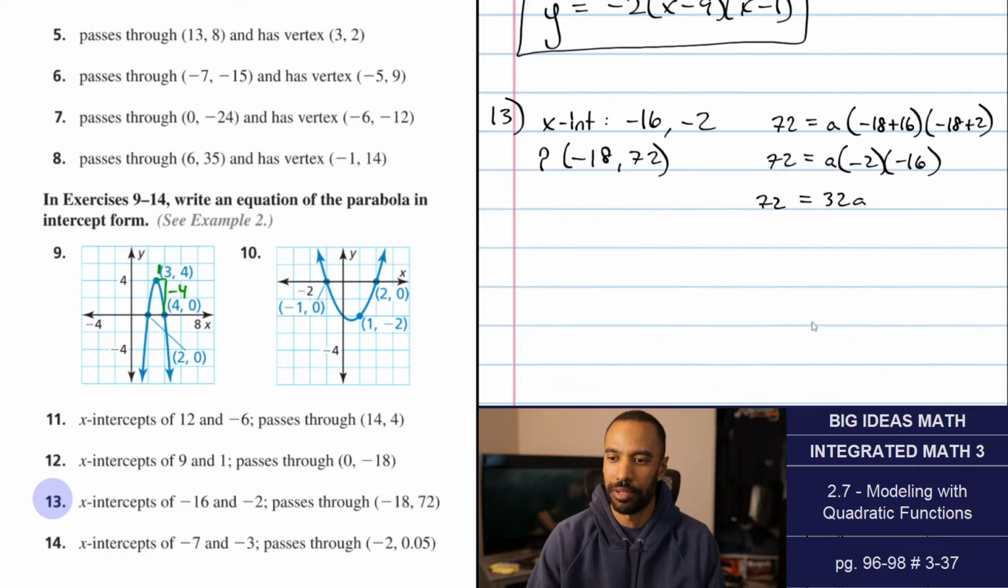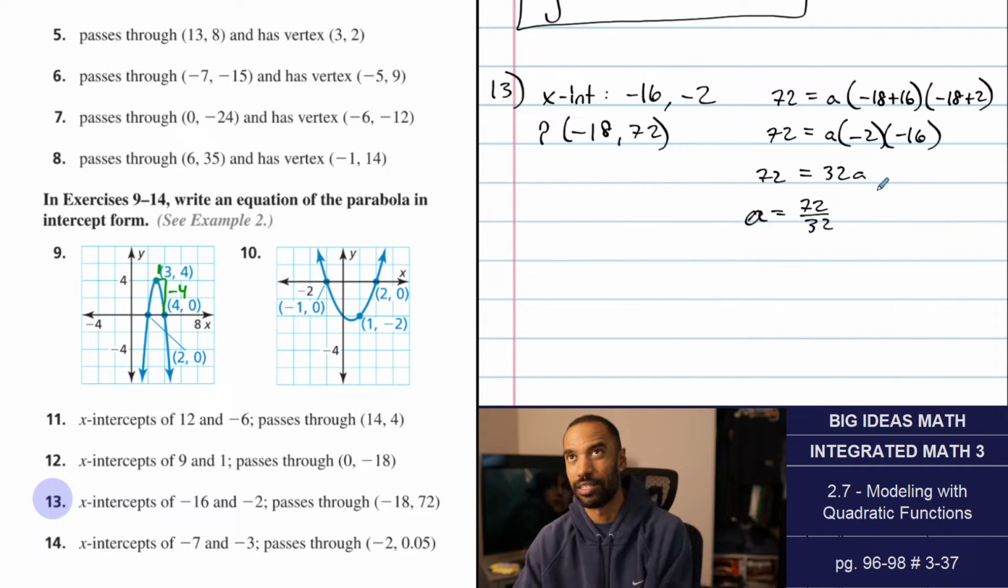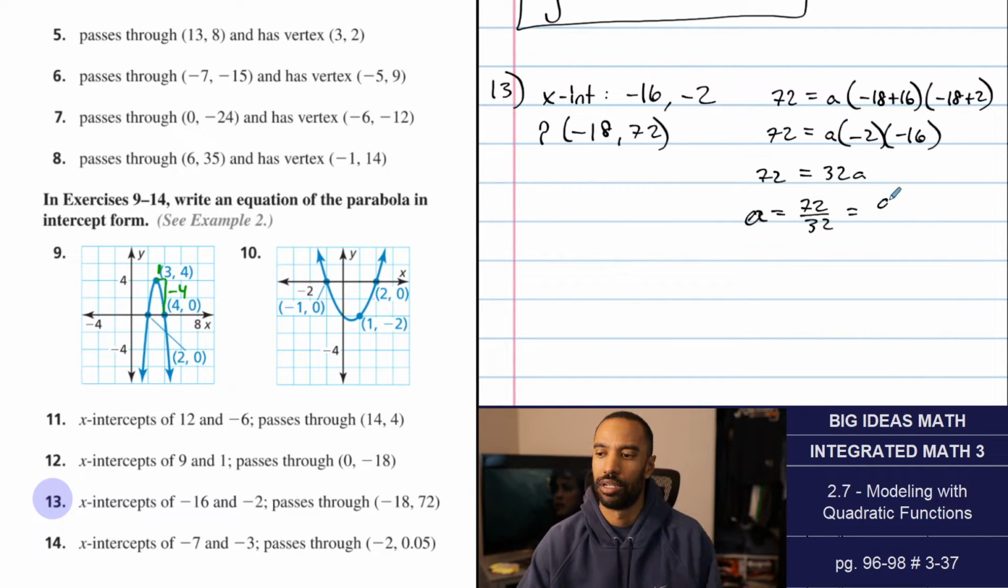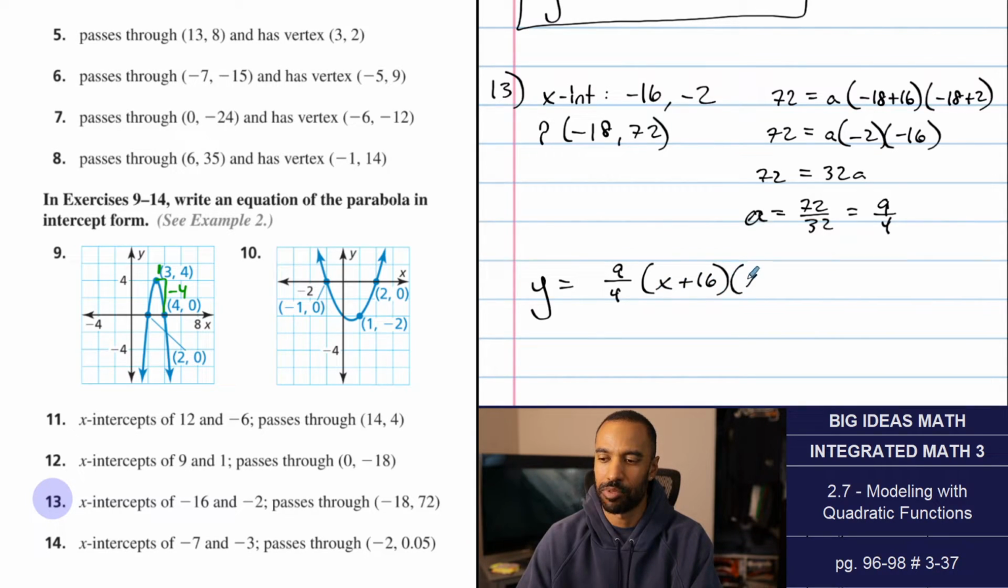So not totally clean here. 72 over 32, it can reduce. They can divide by at least 8. 9 over 4, 2.25. So y equals 9/4 times x plus 16 times x plus 2.